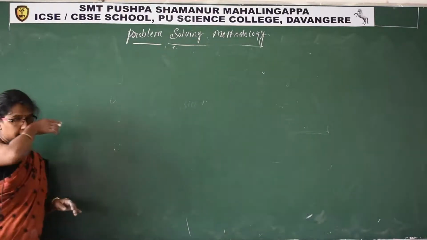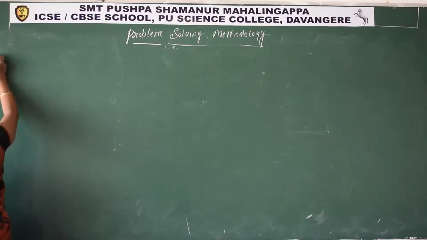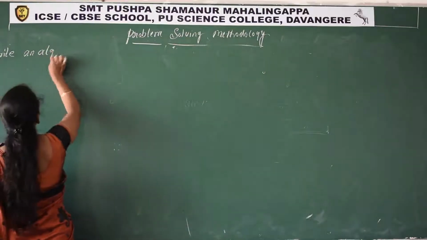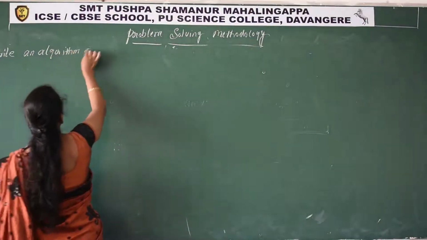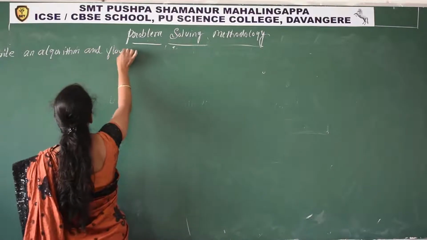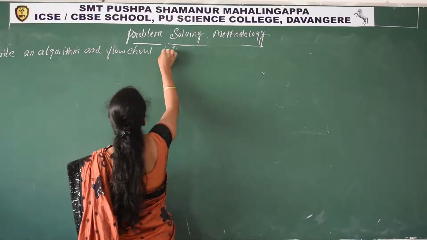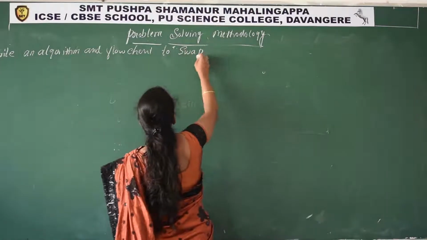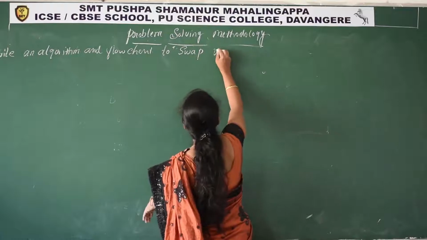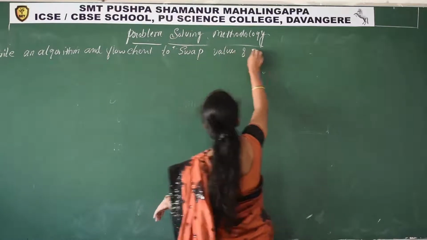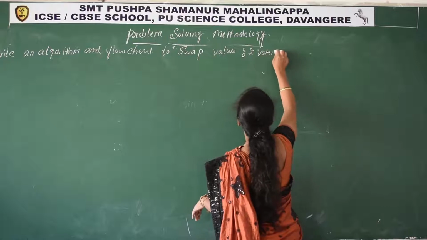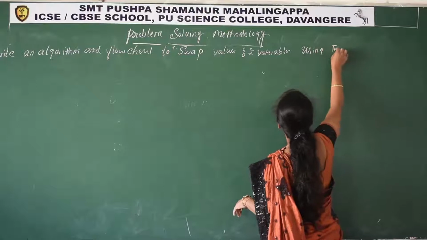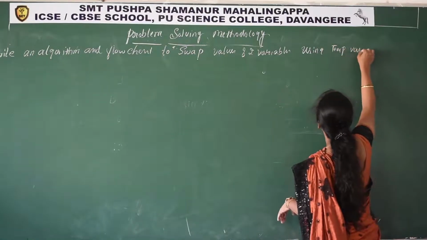Now we shall write the algorithm using a temporary variable. Write an algorithm and flow chart to interchange or swap the values of two variables using a temporary variable.